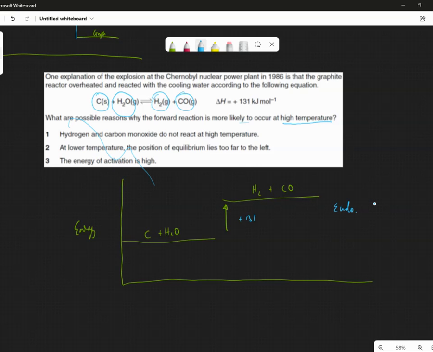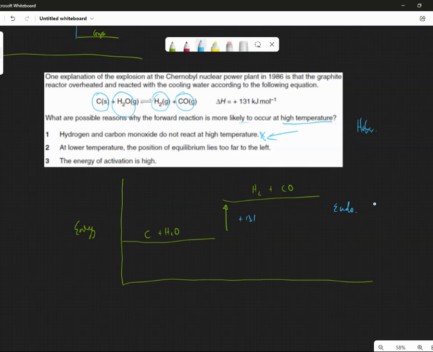All right. Oh God, what the hell's that? Right. Let's have a look at this then. What are the possible reasons why a forward reaction is more likely to occur at high temperatures? Hydrogen and carbon monoxide do not react at high temperature. Well, that's rubbish. Why? That's rubbish, isn't it? We all know hydrogen does react at high temperatures because it easily burns, doesn't it? You know that from the Haber process, even.